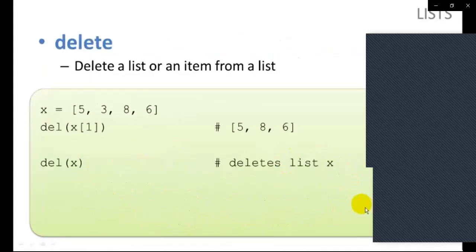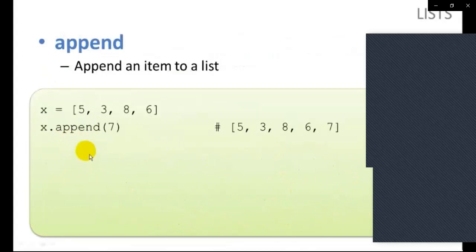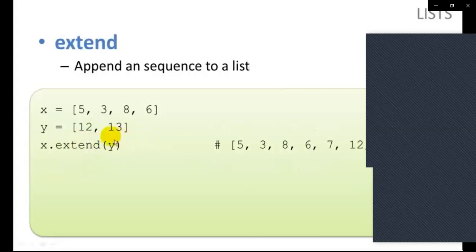Delete: we can delete an item from a list, or we can delete a complete list. The item we would delete using the index, or we can delete the entire list. Append: we can append an item to the end of a list using the .append function. Extend: we can combine 2 lists. This is very similar to the plus function that we already showed. X.extend y is going to combine both x and y together into list x.